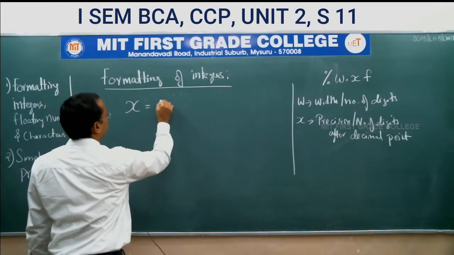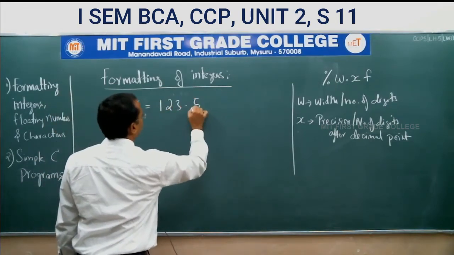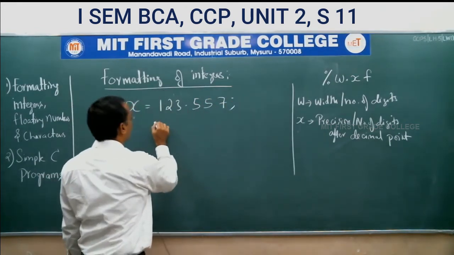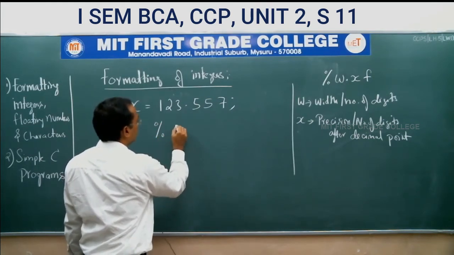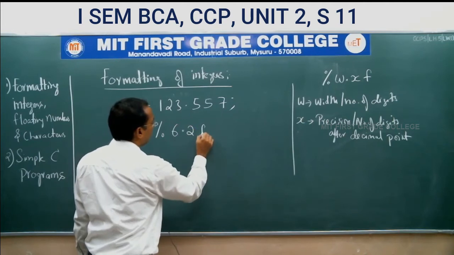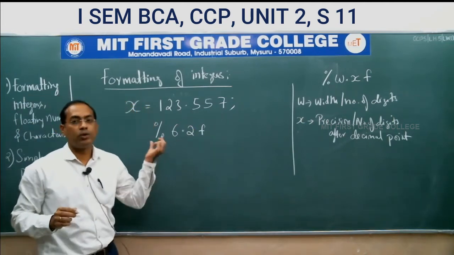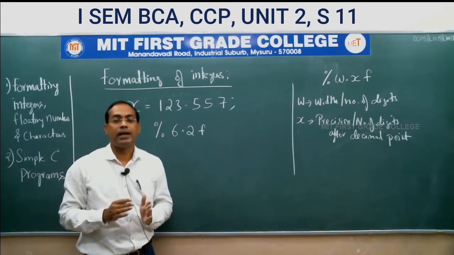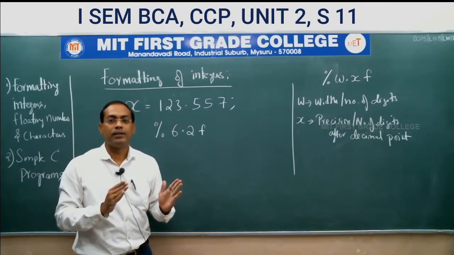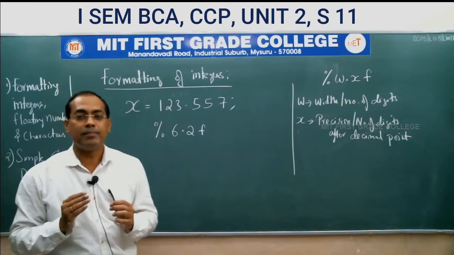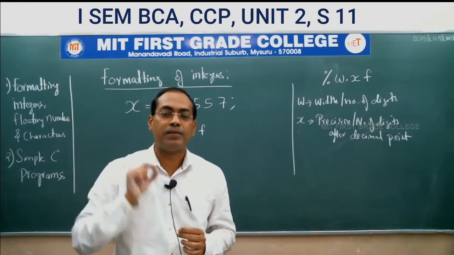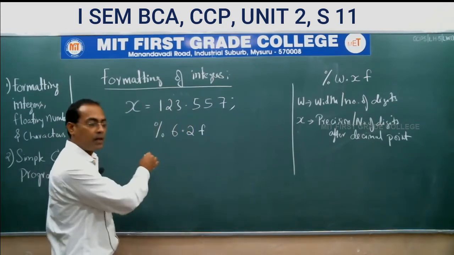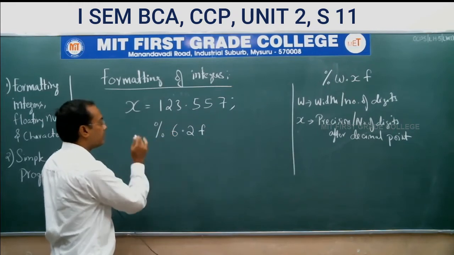We take x as 123.557 and we'll give the formatting instruction as %6.2f. Now 6 indicates the total number of digits. In the case of a floating point number, the total number indicates all the digits including the decimal point. So the decimal point is also considered as one of the characters for this number. Okay. Now we'll see how this instruction will display the output.